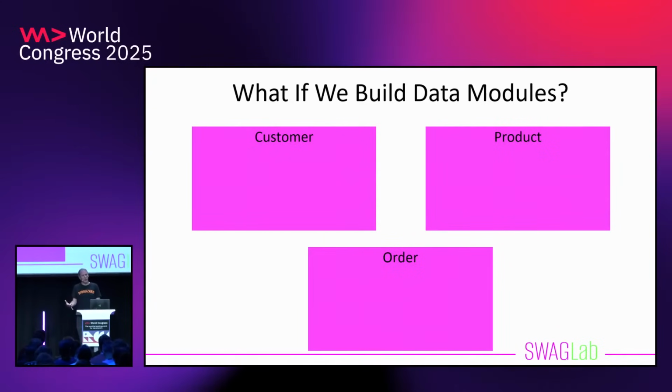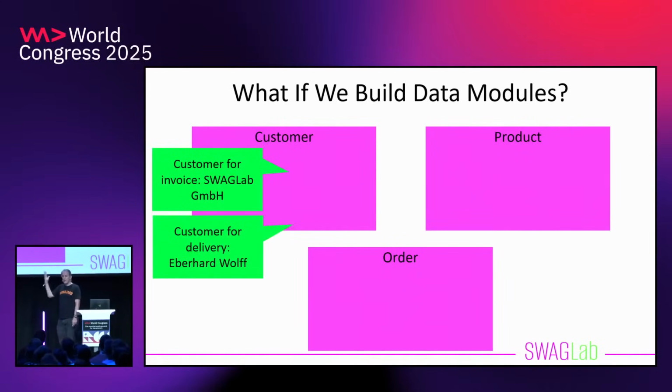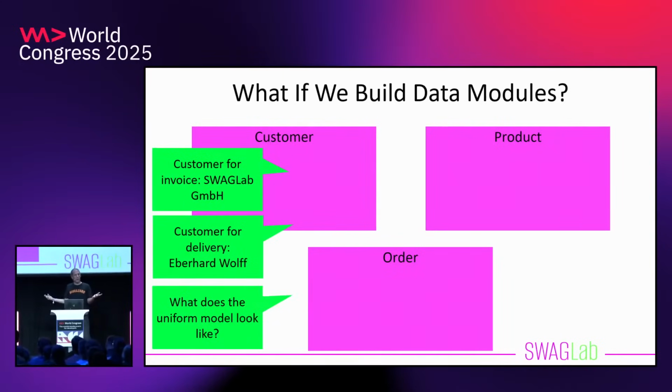Now we have some problems because the customer for an invoice would be my employer, SwagLab GmbH, while the customer for the delivery, so if the company orders a laptop for myself, it should be delivered to my home. It should not be delivered to SwagLab GmbH. So there are actually two different customers here. The one that actually gets the product, myself, and the one that pays the whole thing, which is that entity, SwagLab GmbH. And I'm not sure how to build a uniform model for that.